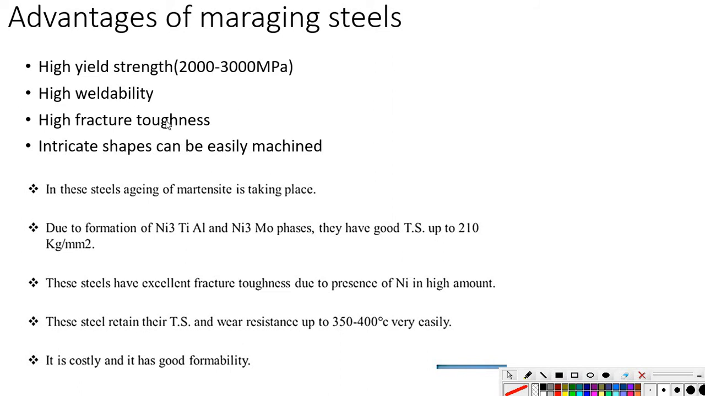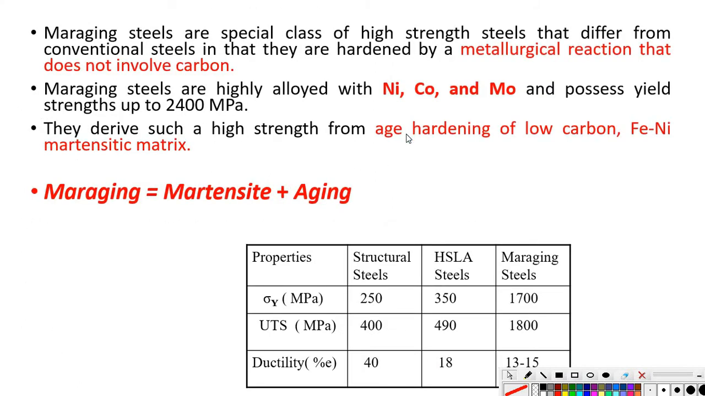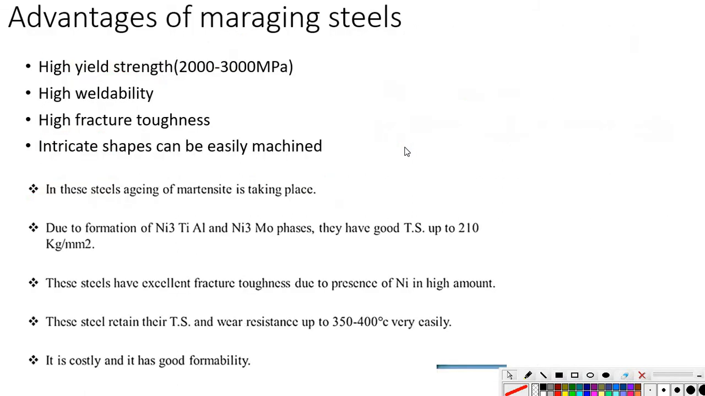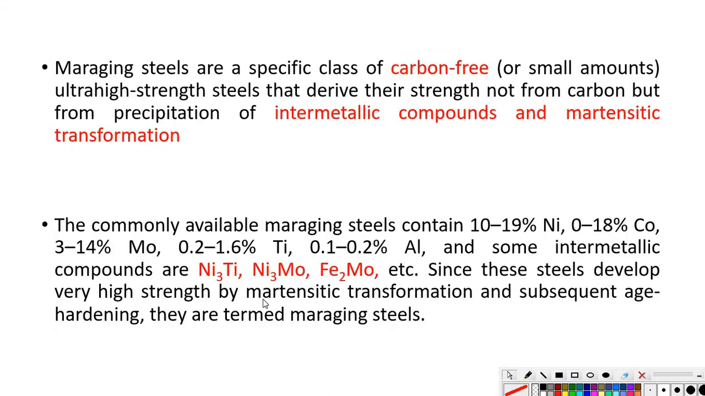Another one is high fracture toughness because of the presence of nickel and titanium. The fracture toughness will also be high, so it has the capacity to carry high impact load. Intricate shapes can be easily machined, which was also discussed. Before aging, we can machine to any shape because it is in a very soft condition, and then we can age to high strength and hardness. So that is about the advantages of the intermetallic compound.